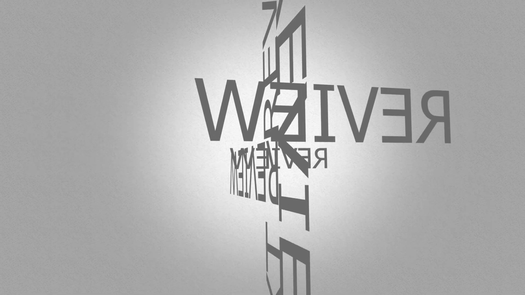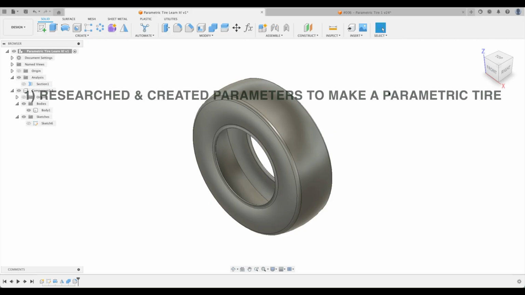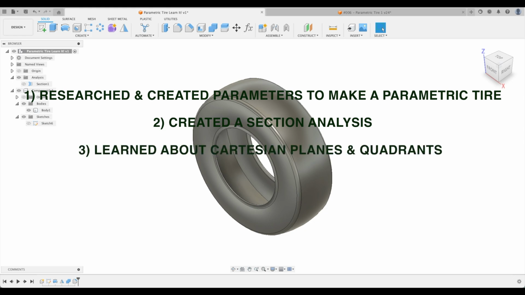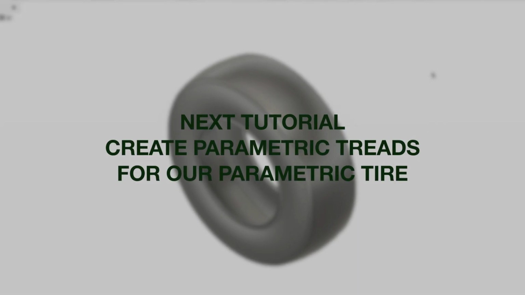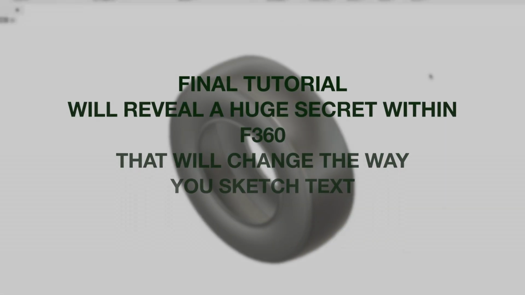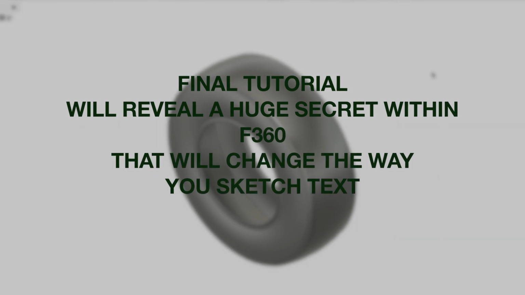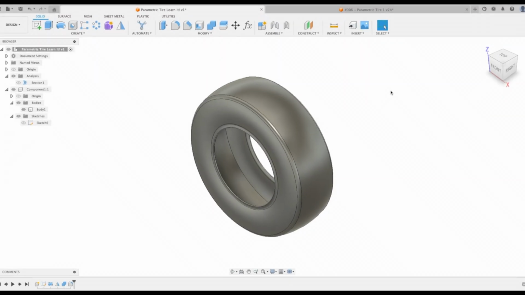So let's review what we learned in this tutorial. 1. We researched, understood, and created the parameters needed to make a parametric tire. 2. Created a section analysis. 3. Learned what a Cartesian plane and quadrants are. And 4. Tested our model. In the next tutorial, we will create parameters and sketch the tread pattern for our tire. In the final tutorial, we will learn a secret within Fusion 360 that will change the way you sketch text.